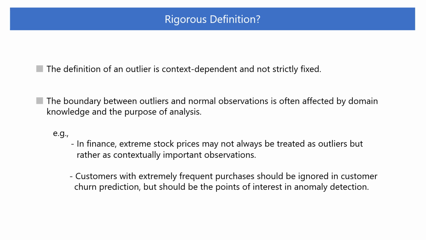As to domain knowledge, in some fields, what constitutes an outlier depends on practical considerations. For instance, in finance, extreme stock prices may not always be treated as outliers, but rather as contextually important observations. The definition of an outlier also varies depending on the purpose of analysis. For example, in customer churn prediction, outliers in purchase frequency can distort the model and may need to be removed. Conversely, in anomaly detection, outliers in purchase frequency are precisely the points of interest.